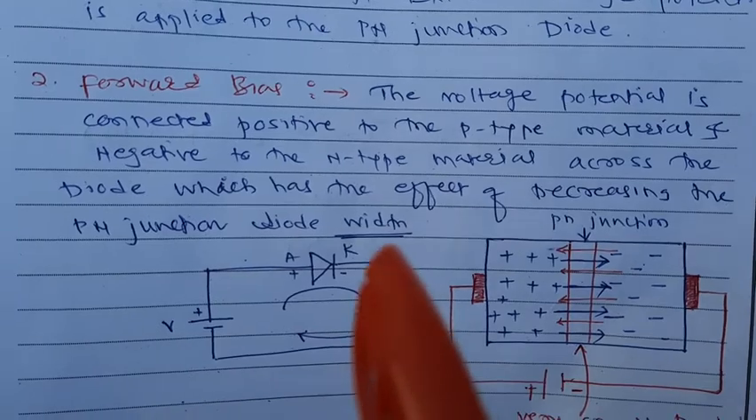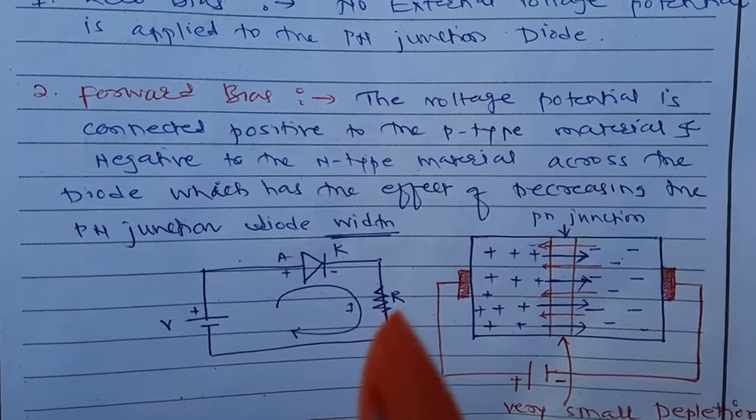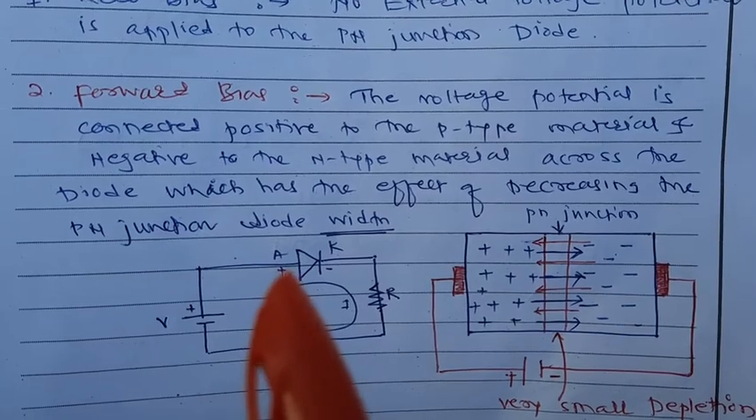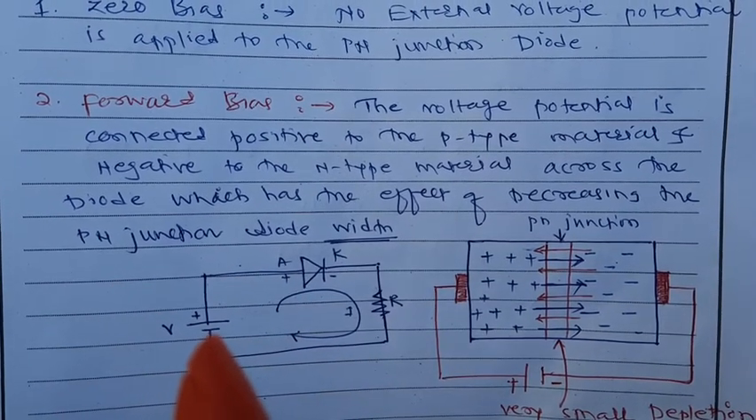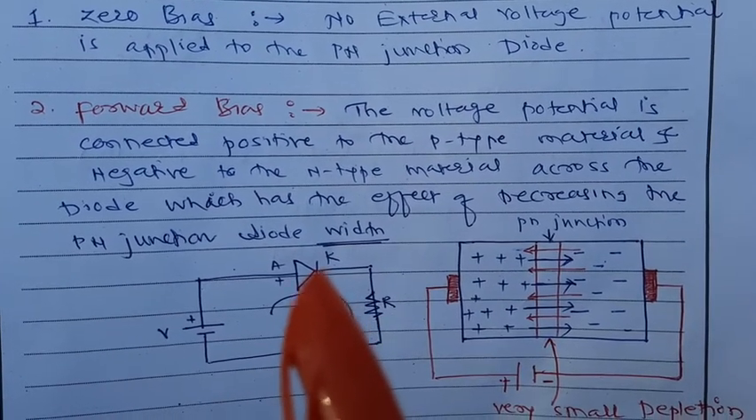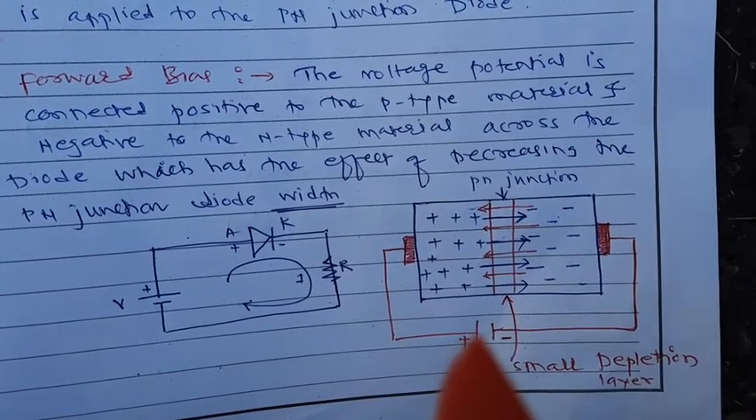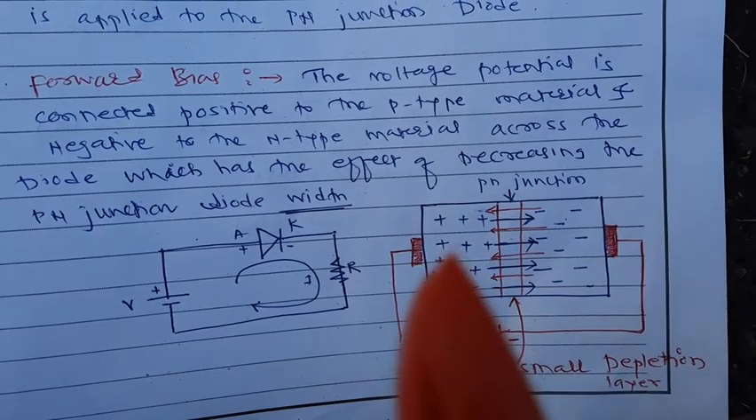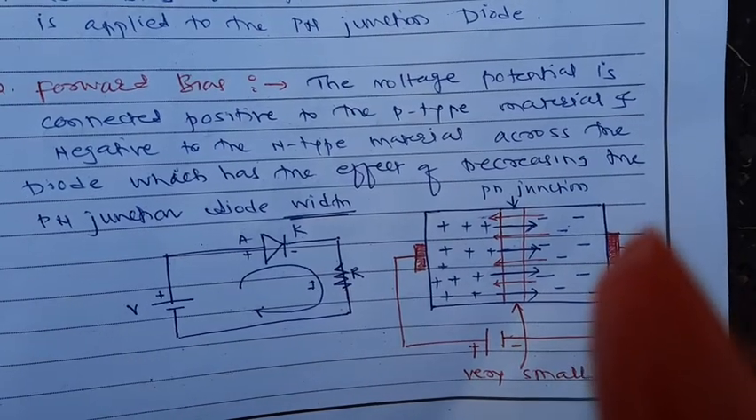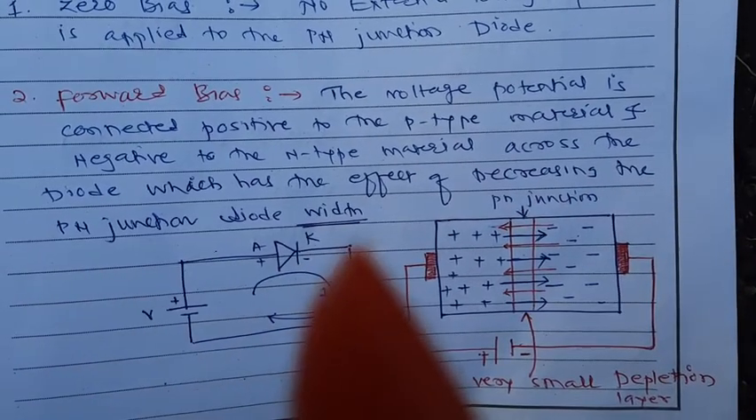Here, this is the circuit diagram for the forward biasing. It means the positive terminal of the voltage potential is connected to the positive terminal of the diode. The negative terminal of the voltage potential is connected to the negative terminal of the diode. In other words, the positive terminal of the voltage potential is connected to the p-type material, and the negative terminal is connected to the n-type material, which has the effect of decreasing the PN junction diode width.